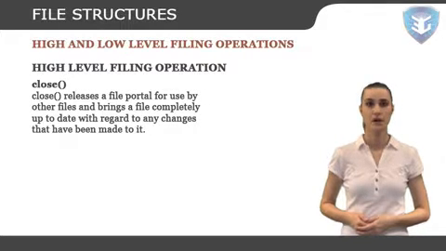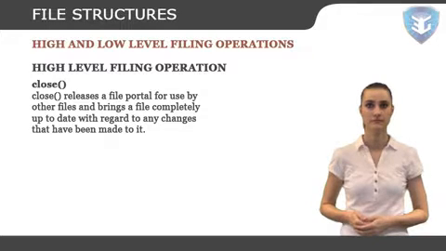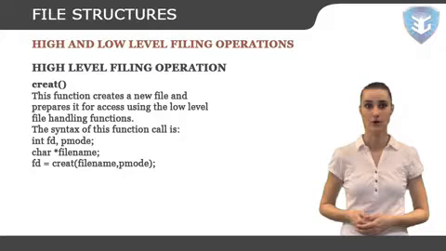Close function. The close function releases a file portal for use by other files and brings a file completely up to date with regard to any changes that have been made to it. Like all other filing functions, it returns the value 0 if it performs successfully and the value -1 if it fails. Create function. This function creates a new file and prepares it for access using the low-level file handling functions. If a file which already exists is created, its contents are discarded. The syntax of this function call is given here.